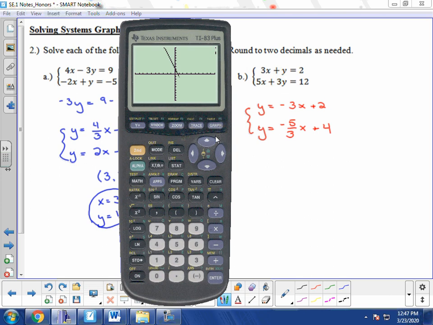But then we can graph them. And now we do see the two intersect over here on the left side in quadrant 2. And find that intersection. Second, trace, intersect. Select both curves. You don't need to worry about guessing. And now we have solutions. So x equals negative 1.5 and y equals 6.5. Again, you could also include that as a coordinate pair.